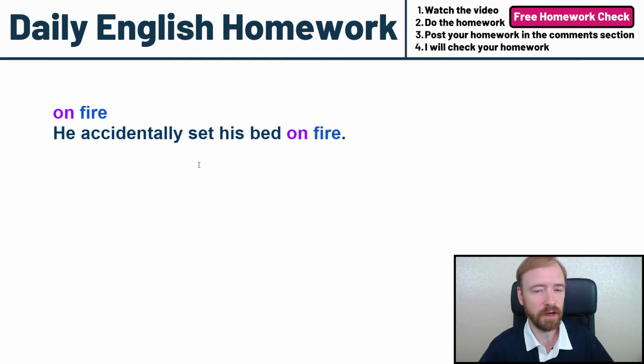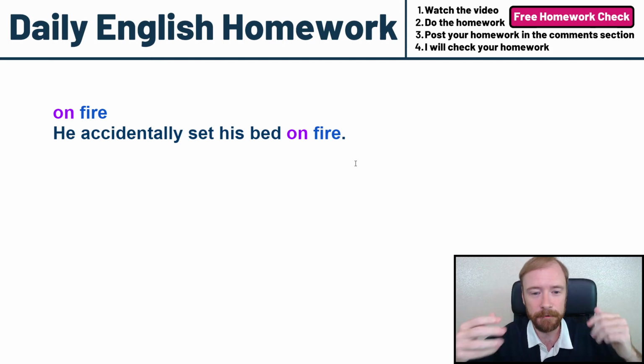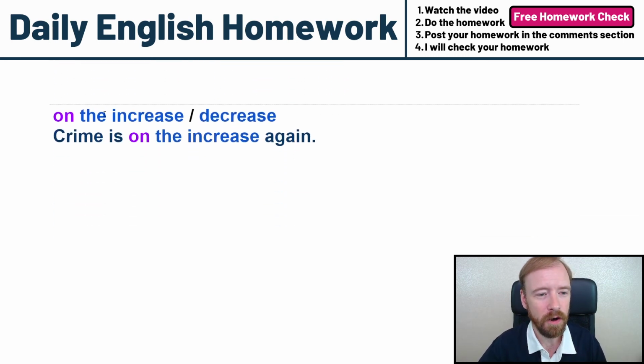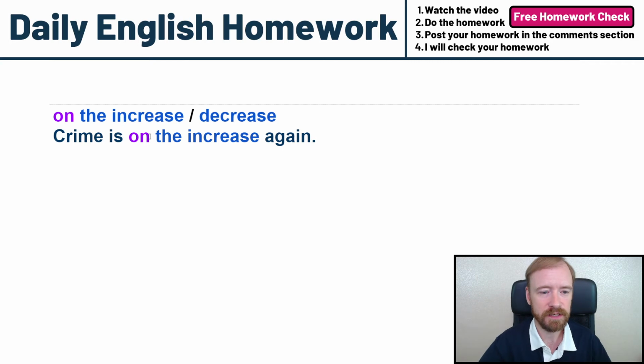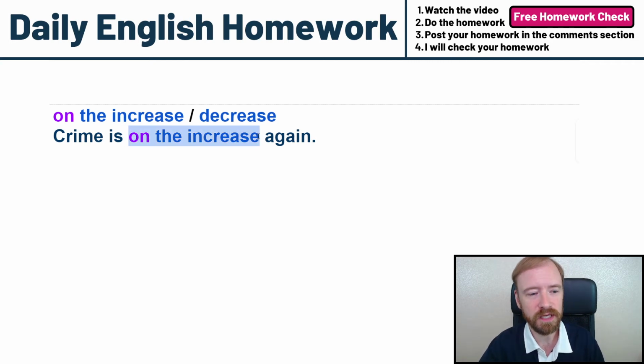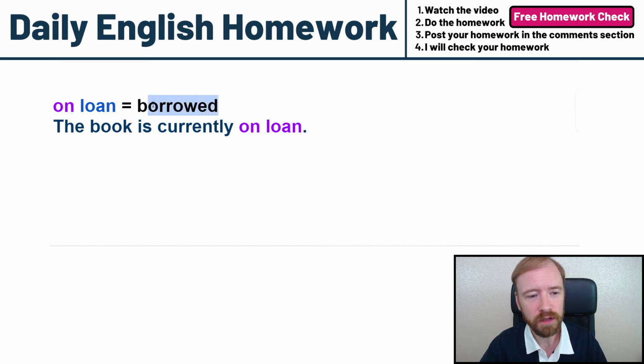On fire. I'm sure you already know this. He accidentally set his bed on fire. So, of course, on fire means it's burning. On the increase, on the decrease. Crime is on the increase again. It is on the decrease. Of course, you could say crime is increasing again, but we should use, if we could use it this way, on the increase.